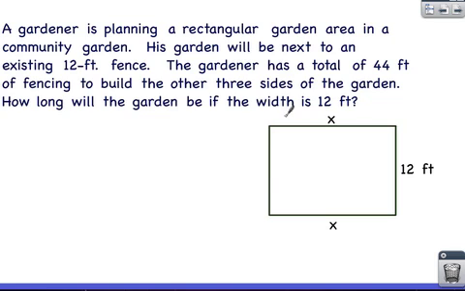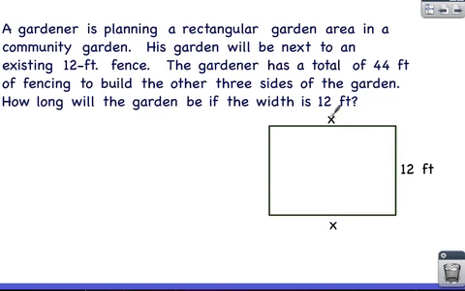Well, it was nice that this question already provided us with a picture. Sometimes you won't be provided with a picture, and in a question like this, it's always a good idea to draw one for yourself. We see that this side of the rectangle is already an existing fence. And we know that it's 12 feet, so the other side needs to be 12 feet. Now he has a total of 44 feet of fencing to build these 3 sides. Since it's a rectangle, the other 2 sides need to be the same length of x.